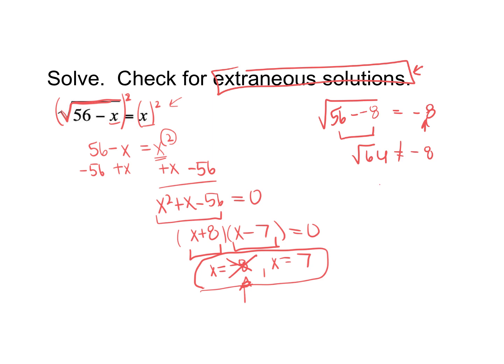And the other one is going to check out because this here is the square root of 49. And that does equal 7, so it checks out, so that is a legit answer.